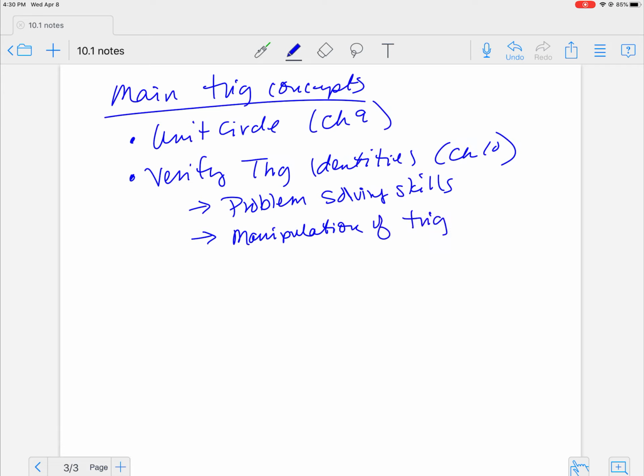So you're getting problem solving skills, which is such a big deal, you guys. Problem solving skills, manipulation of trig identities. That's a big one. Getting comfortable with those identities.